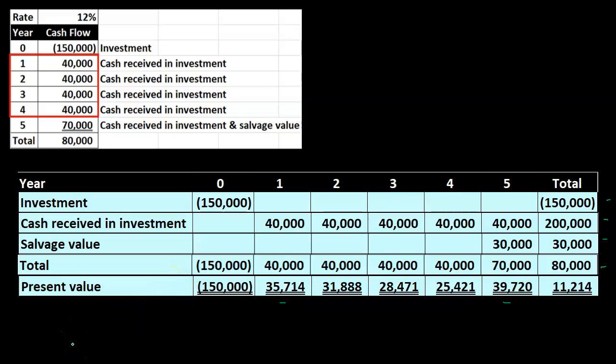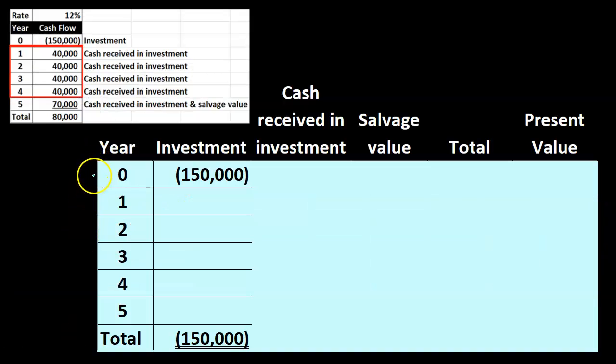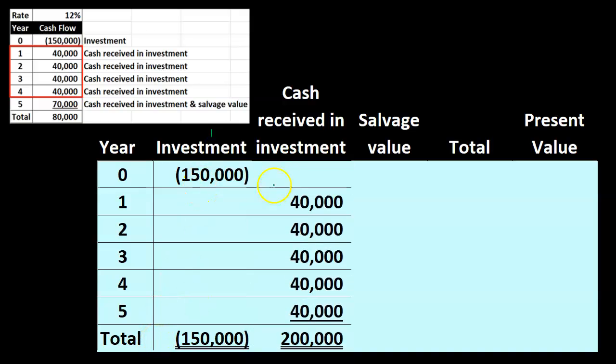The same type of chart, same type of detail, but now just flipping the X and Y axes. So we'll have years 1, 2, 3, 4, and 5. We're going to start with the initial investment. So the initial investment up top is in year 0, and then there's the total, year 0. Then we're going to say cash received in investment for years 1 through 5, just like we saw in the rows, is going to be the 200,000.